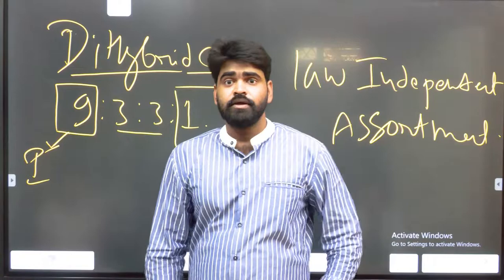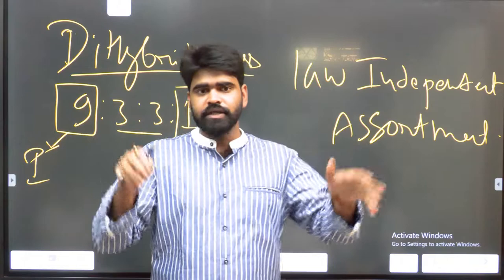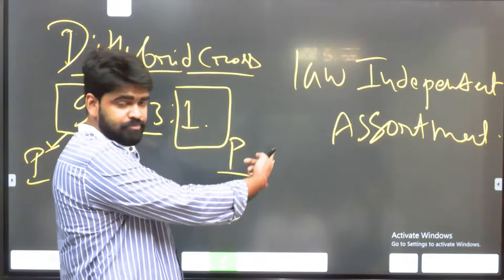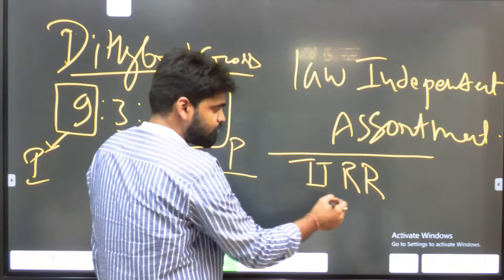Pair of alleles. Pair of factors. Factors means genes only. In Mendel's term, a pair of factors segregate from each other independently during cell division, not gamete formation. Yes or no? This concept we are not going to apply for gamete formation. Right? So, if we have capital R, this movement of these two and movement of these two are independent of each other.